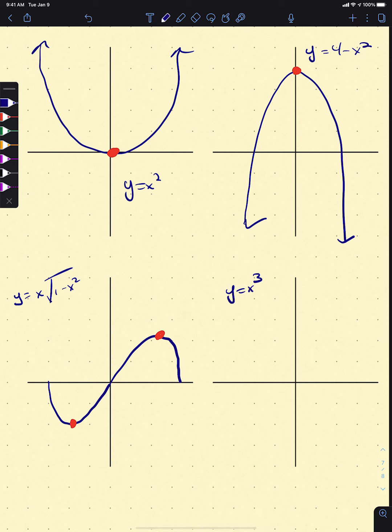But then if we look at something like y equals x cubed, it's going to go like this. This doesn't have an absolute maximum or an absolute minimum. Neither, it just doesn't have either. Since it doesn't have either, you can't really do anything with that if you're looking for these absolute extrema.